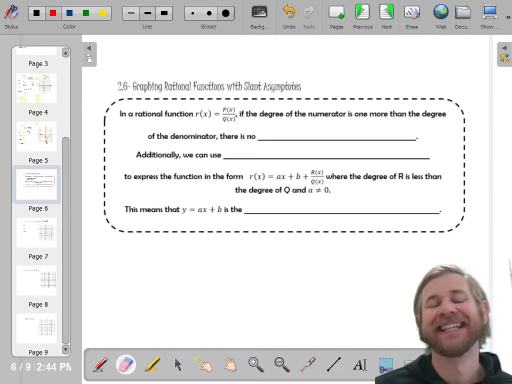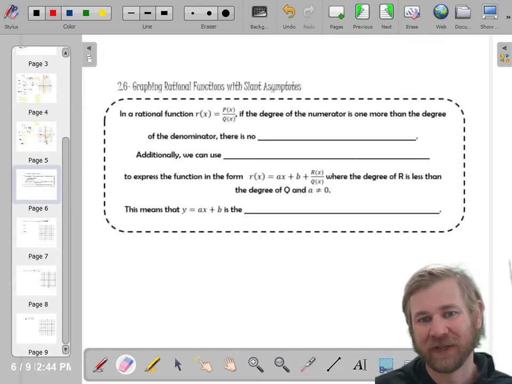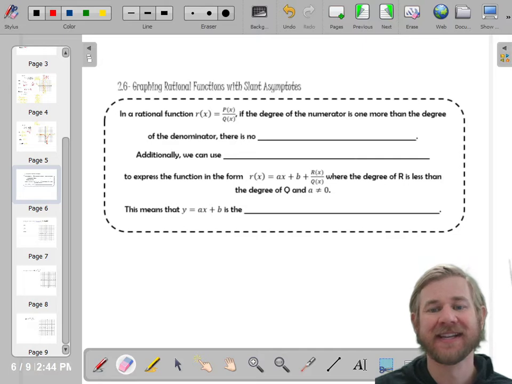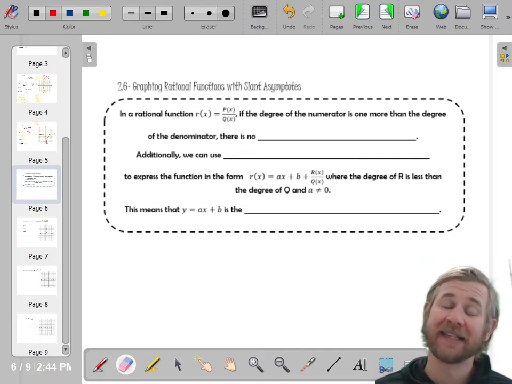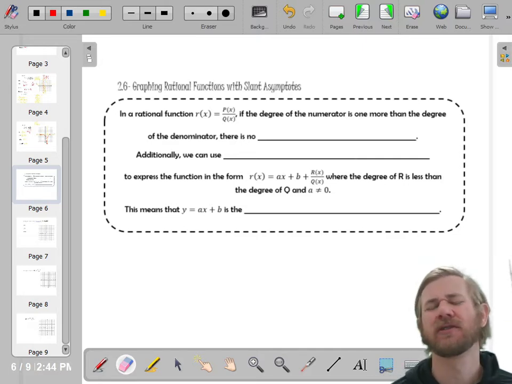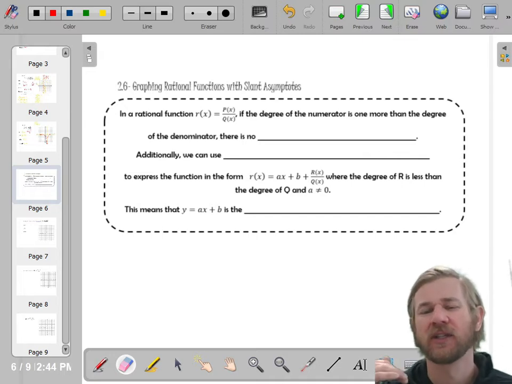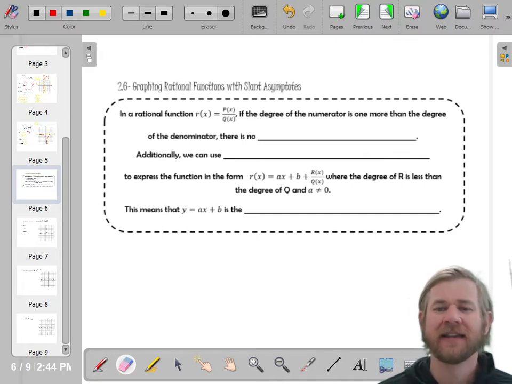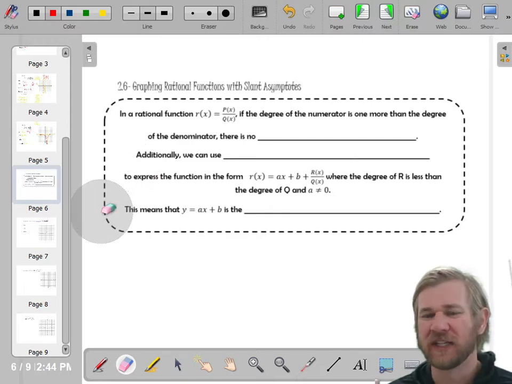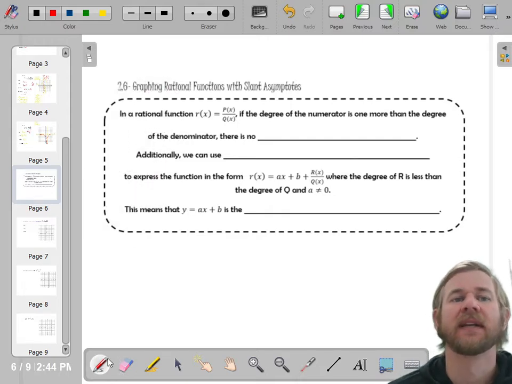Hello ladies and gentlemen, it's time to do some slant asymptotes, which we're going to use some long division, and then we get to draw them. The nice thing about slant asymptotes is they're usually pretty predictable to draw. Once you get the asymptotes drawn, then you don't have a whole lot of choice as far as where things go, so you don't have to do as much testing of points like when we did the other ones.